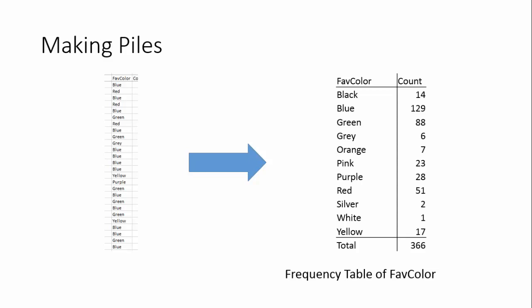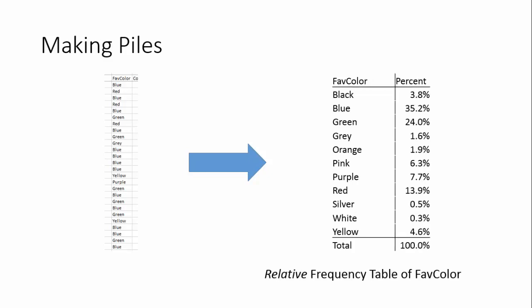So the second way to look at the data would be to actually calculate percentages. That is, tell you that so many had black, but it was 3.8% of the students that I asked that said black was their favorite color, and an overwhelming 35.2% said blue was their favorite color. So I can get these percentages, and when statisticians talk about percentages, they talk about relative frequency for that variable.